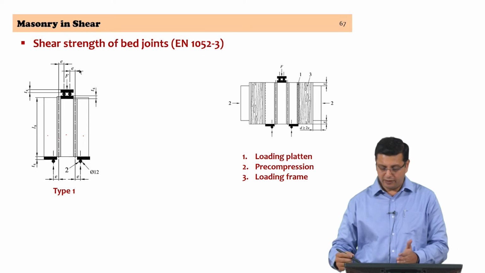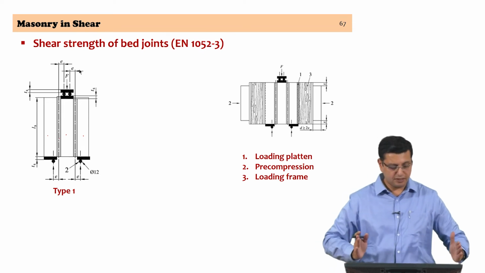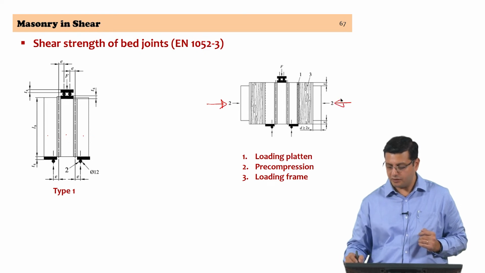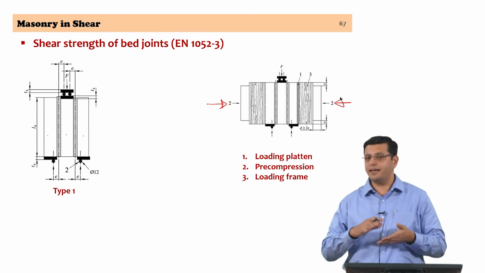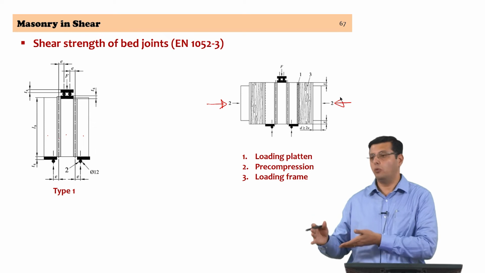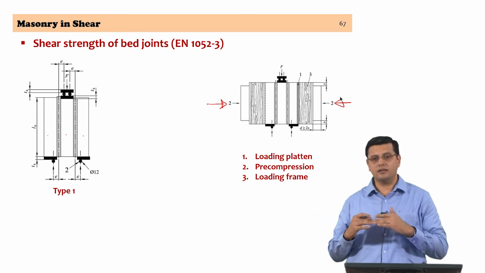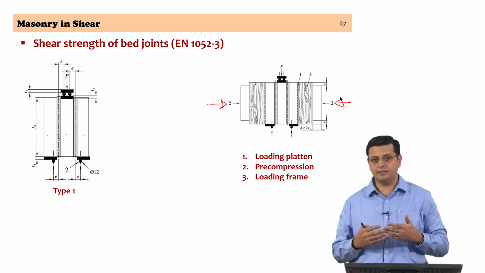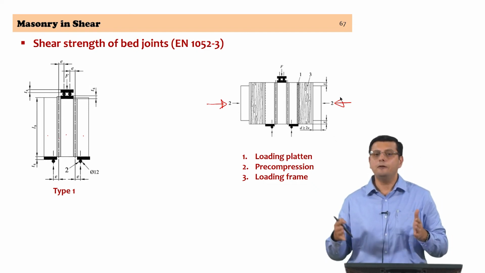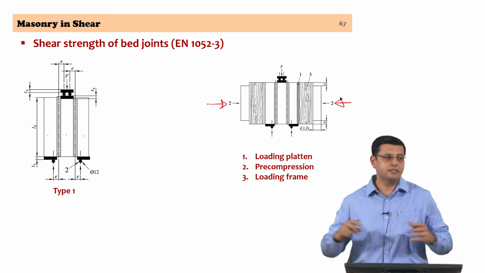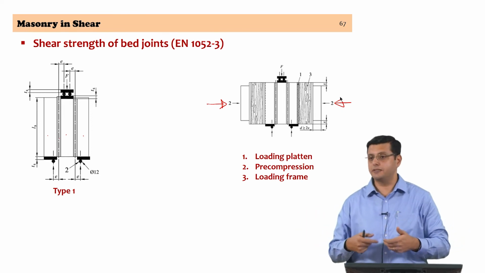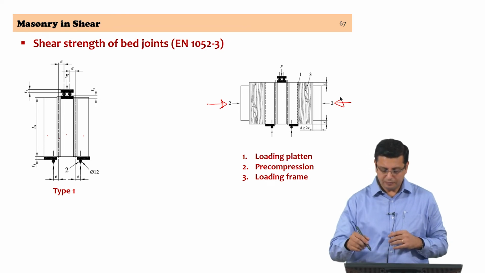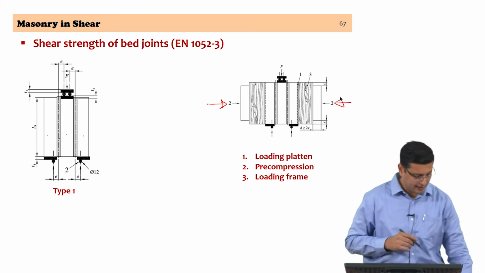So, you have precompression which is subjecting the block arrangement into a state that is expected in a wall. So, you have the masonry wall construction, the joint has some precompression because of the superimposed loads and its weight itself. So, you can replicate the precompression by deciding at what level you want to carry out this test. So, the precompression is provided to this sort of a setup, and the test is carried out in a loading frame.